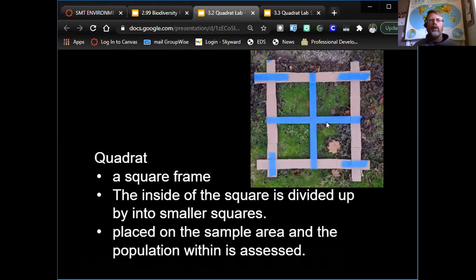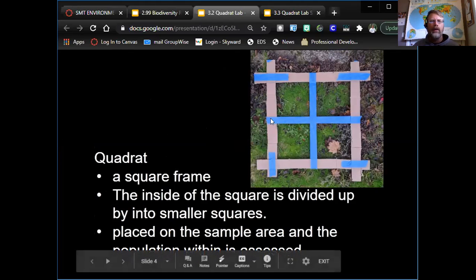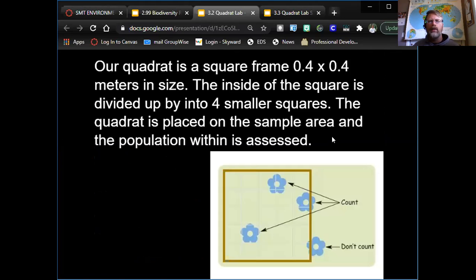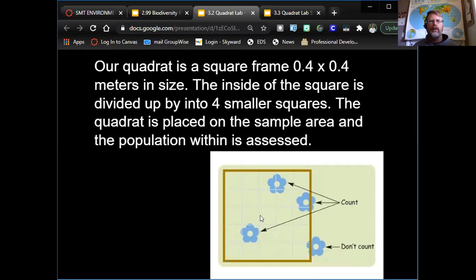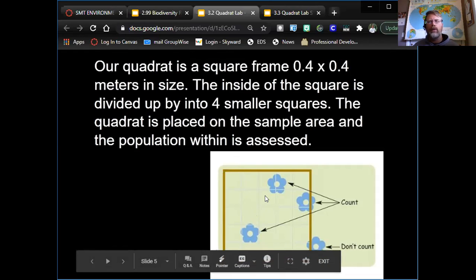Okay, so when I made my quadrat this morning, it's a square frame, and inside the frame is divided up into smaller squares, and it's placed in a sample area so that you can then assess the plants within the area. For our frame, it's going to be 40 centimeters by 40 centimeters, which is about 16 inches by 16 inches. Inside the larger square, we cut it in half each way, so we get 4 smaller squares. The quadrat is placed on a sample area, and the population within is then assessed. We then start counting all the plants.